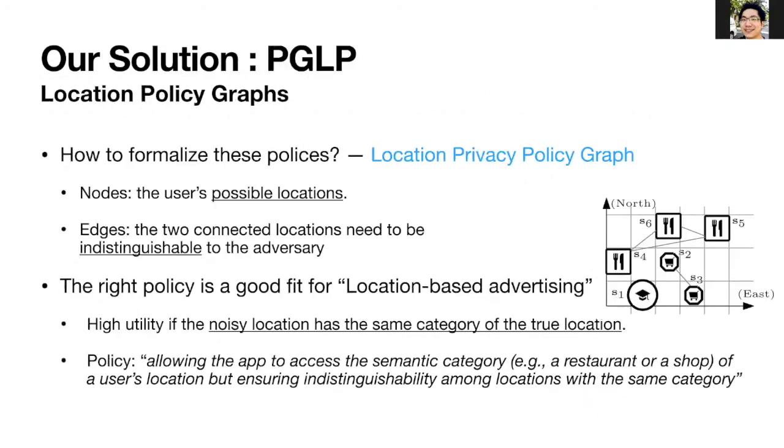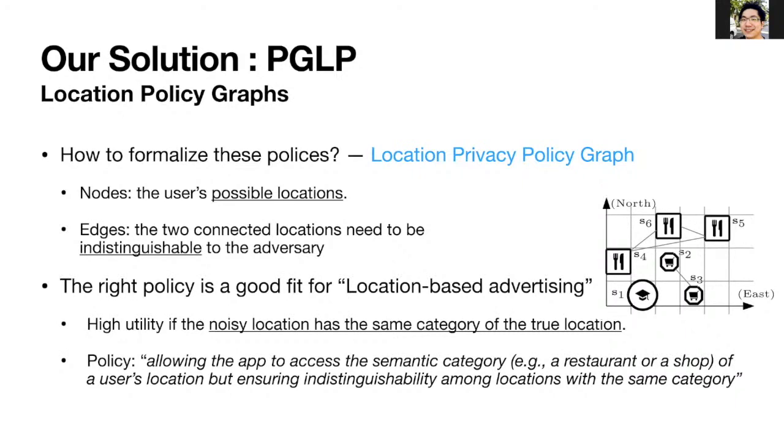So we designed a graph-based structure similar to the privacy policy in Blowfish. But here, we define the nodes as the domain of all possible locations. And an edge between two locations means we require indistinguishability between them. The two locations need to be indistinguishable to the attacker.